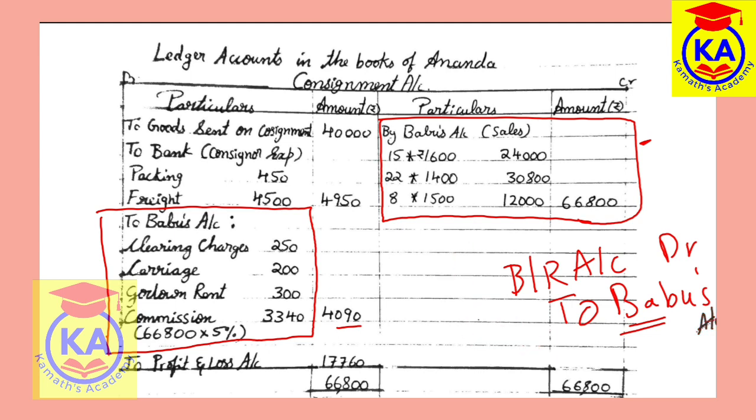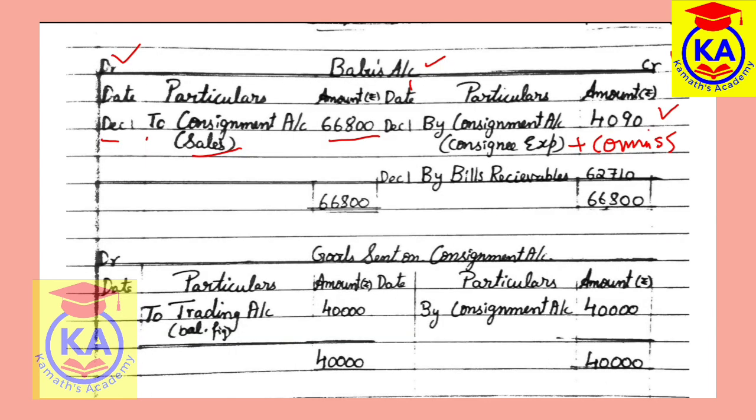So how we will post this to Babu's account? So Babu is mentioned here in credit side. So to Babu is given in the journal entry. So in credit side of Babu's account, I have to write by bills receivables. So let's see Babu's account. As I said, by bills receivables. So difference amount will be written here. 62,710 rupees will be written here, and total it. Total this Babu's account, you are going to get 66,800 rupees. So I hope you are clear with Babu's account.